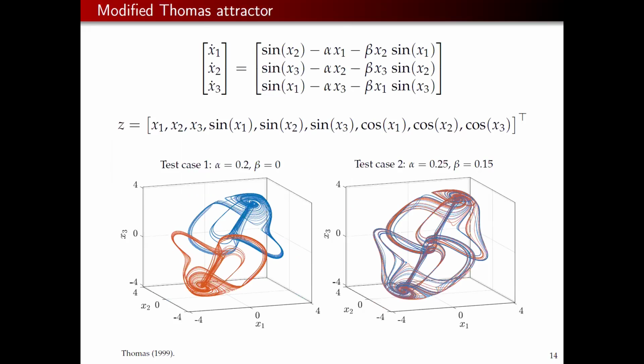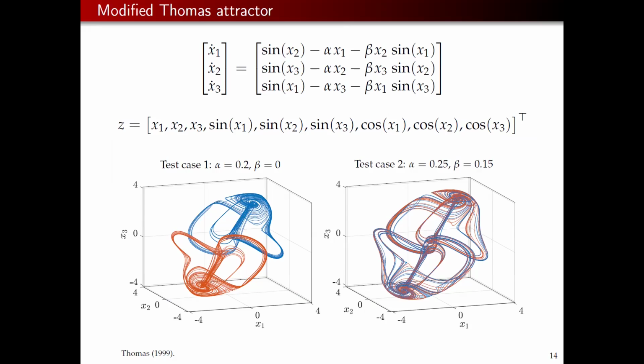We applied this to a slightly more complicated problem. This is the so-called Thomas attractor, but we modified it a little bit. So if beta is equal to 0 here, this is the Thomas attractor, and you can see the dynamics here. If we add this additional term, the dynamics are a little bit more complicated. This is just to visualize that this is a chaotic dynamical system.